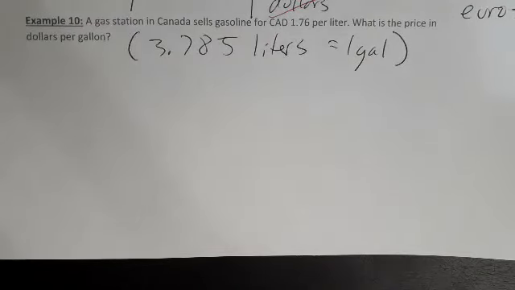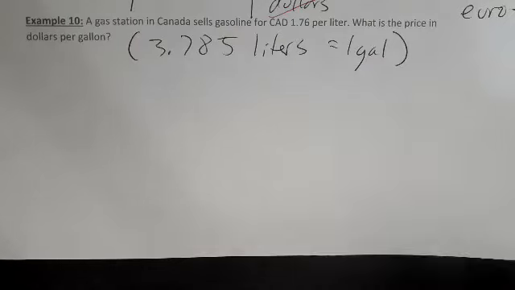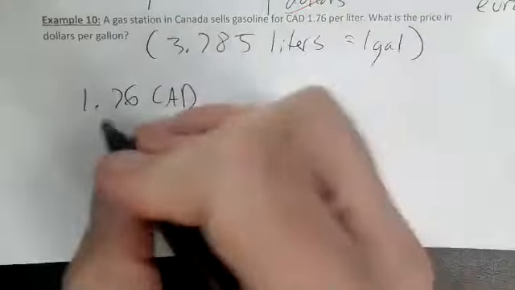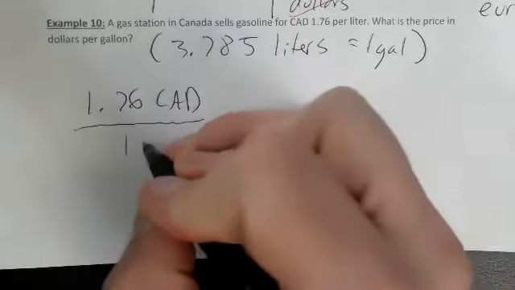So there's a gas station in Canada selling gas for $1.76 per liter. What is the price in dollars per gallon? This is the last sort of problem we're going to end up with, probably one of the most difficult problems, but we can get through this. We know how to do unit analysis. And you can go around and just tell people, I know the skill of unit analysis. So 1.76 Canadian, CAD is how I'm going to abbreviate that, for every 1 liter.